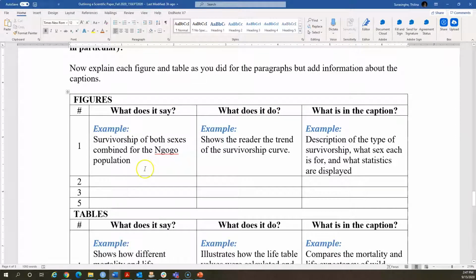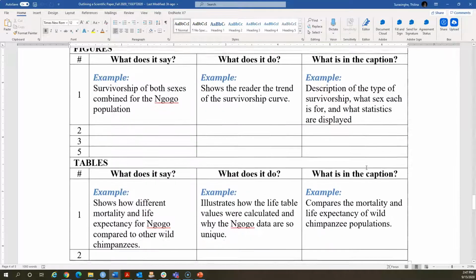What does it say? Look at the caption. If you read the caption, you know what it says, right? What does it do? Meaning, what's the purpose of that? Show the reader the trend of the survivorship curve, right? So it kind of shows the trend or the patterns or the direction of the survivorship with respect to age. What is in the caption? Well, what does it say and what's the caption? They're very, very similar ones. Rather than copying and pasting the caption, you can mention the point of the caption. Like, what does the caption try to show you?